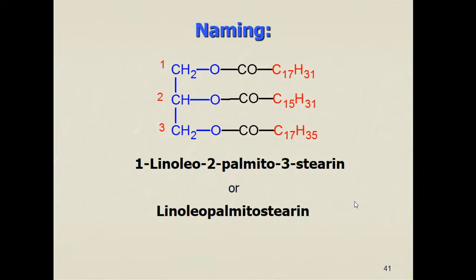Linoleo, palmito, stearine. If you see that there are no numbers indicating the position of these substituents, we know that this is 1, 2, and 3 according to their appearance. So we indicate numbers only if it can be different. So it's very important. Okay, so with the naming, I hope everything is clear. Don't forget about alphabetical order.